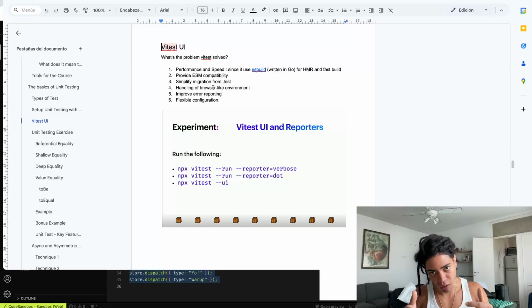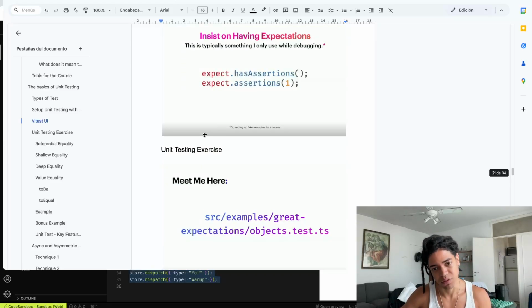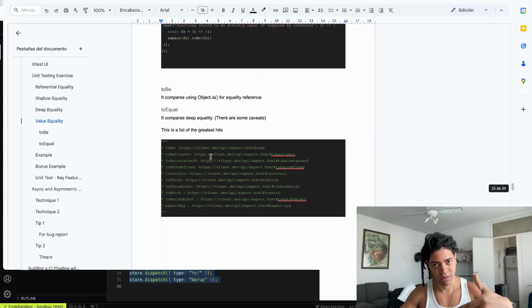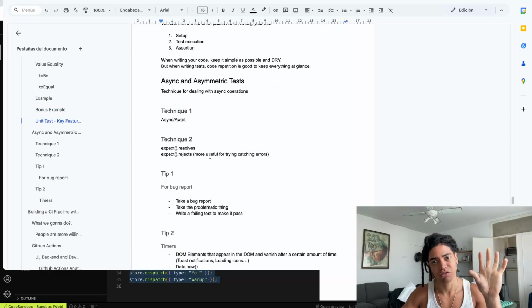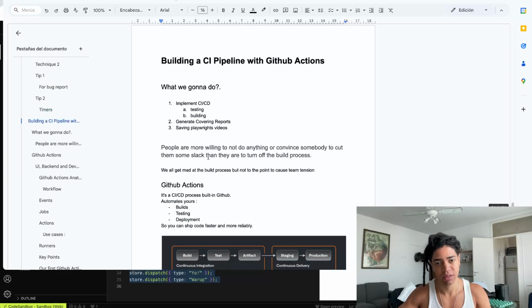We can now set up or handle browser-like environments. So for example, like a playground and that kind of thing. It of course improves the error reporting, and they have a very flexible configuration. So we also look at, for example, what are the common patterns and tips when writing your synchronous tests, asynchronous tests, how you can do that, what are the things that we can get out of that.